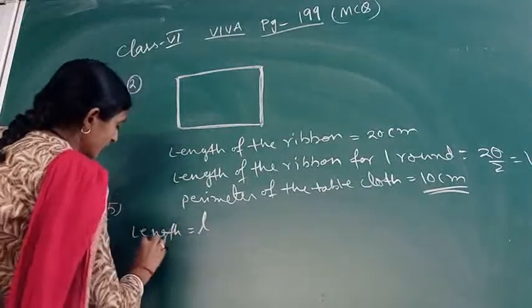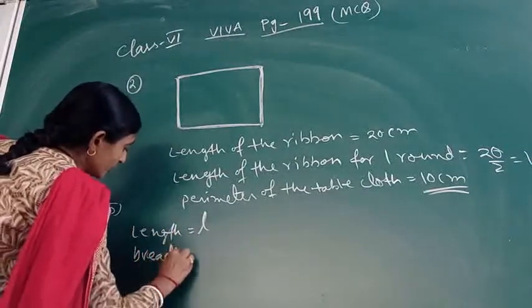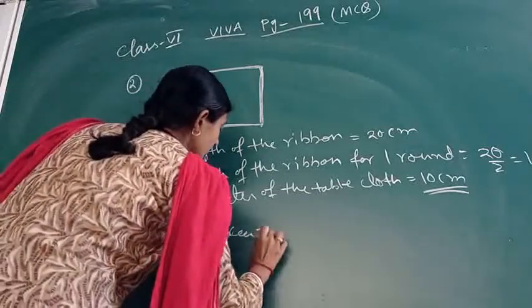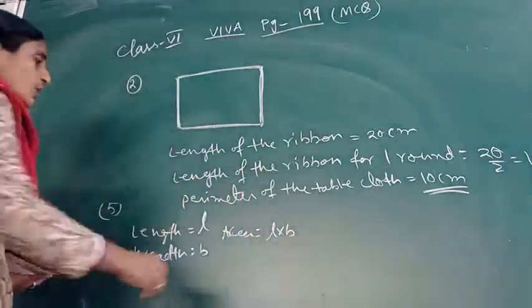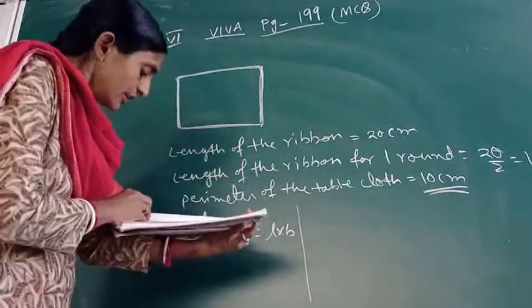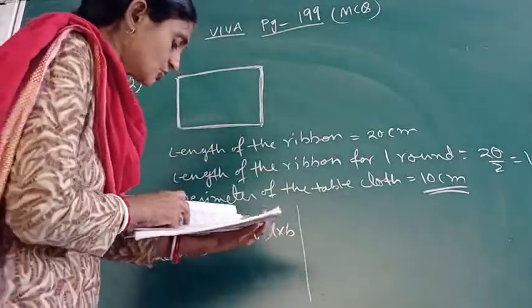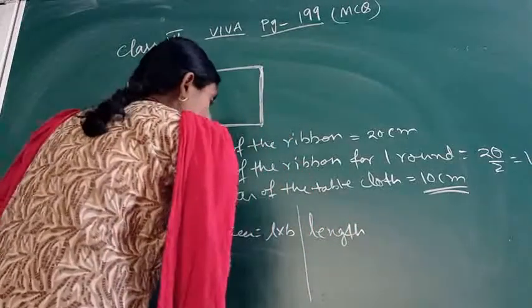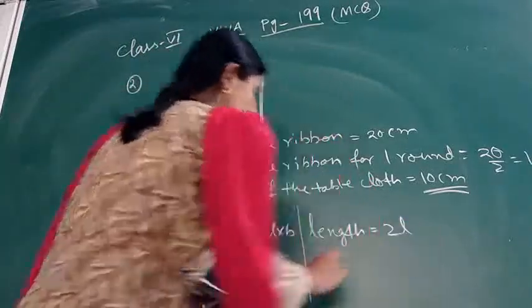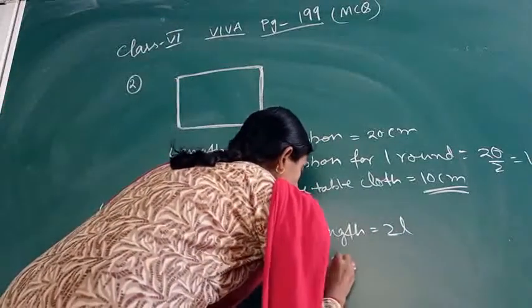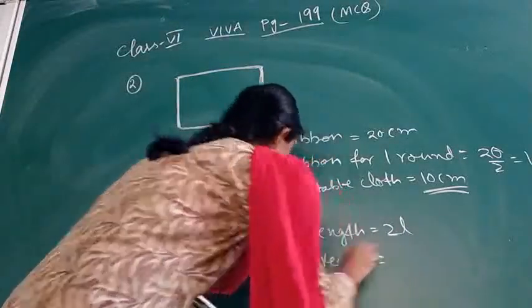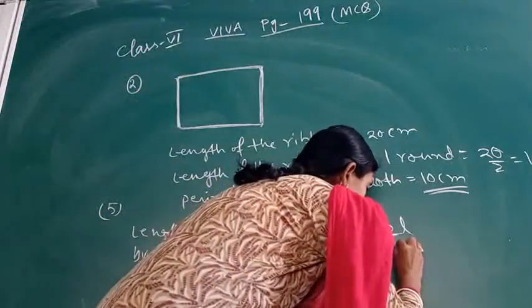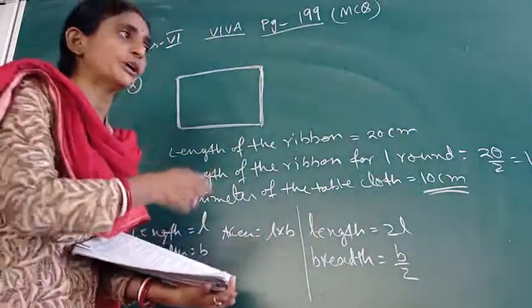length equal to L and breadth equal to B. So area will be what? Area will be L into B. Now come to the another situation. When in the second situation length is double, now the length becomes 2L, earlier it was L. And breadth, earlier it was B, now it becomes half. So I can write it B by 2, half of the initial one.